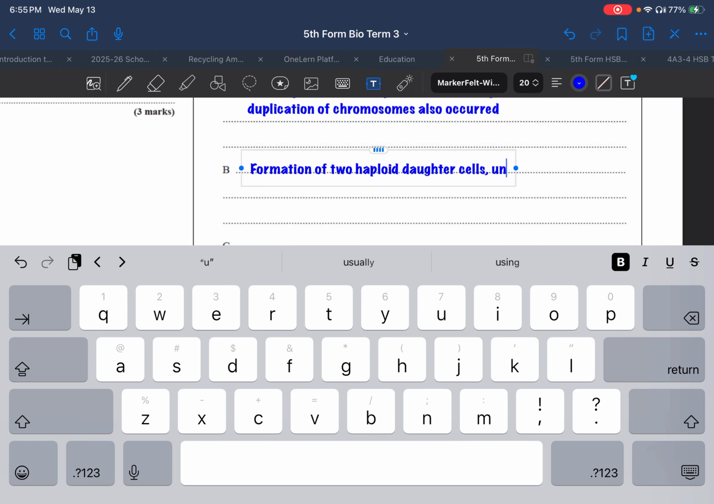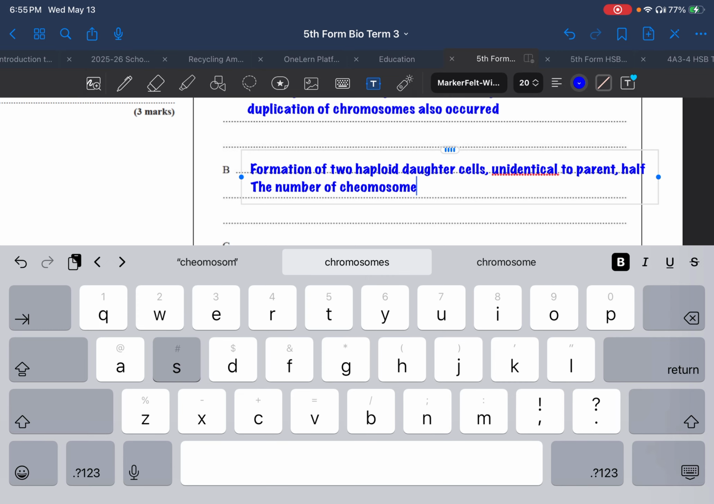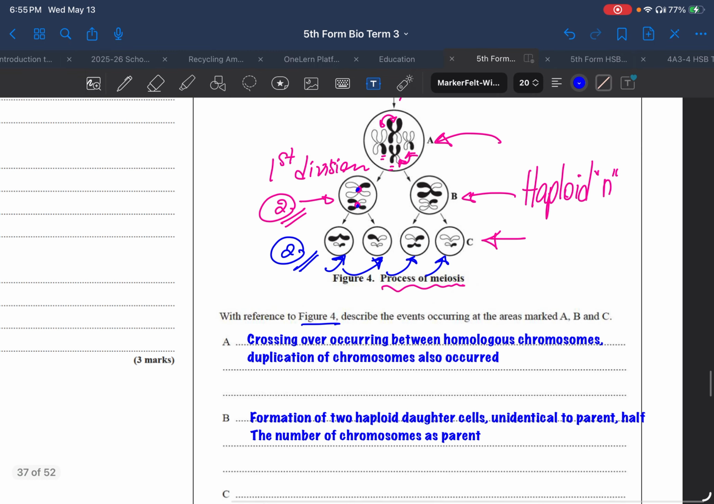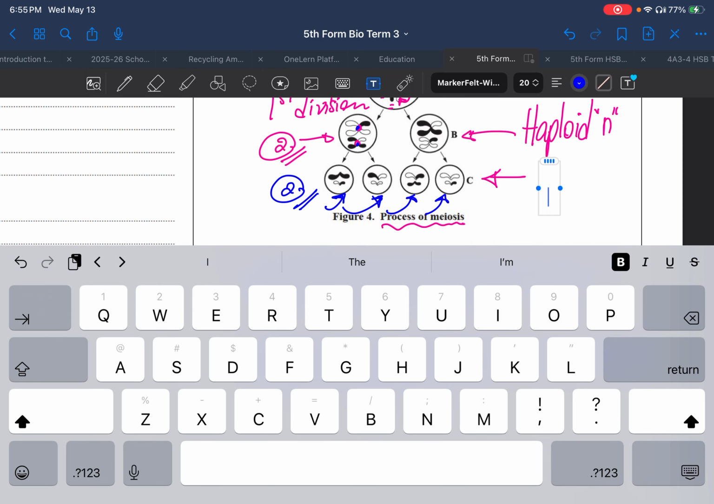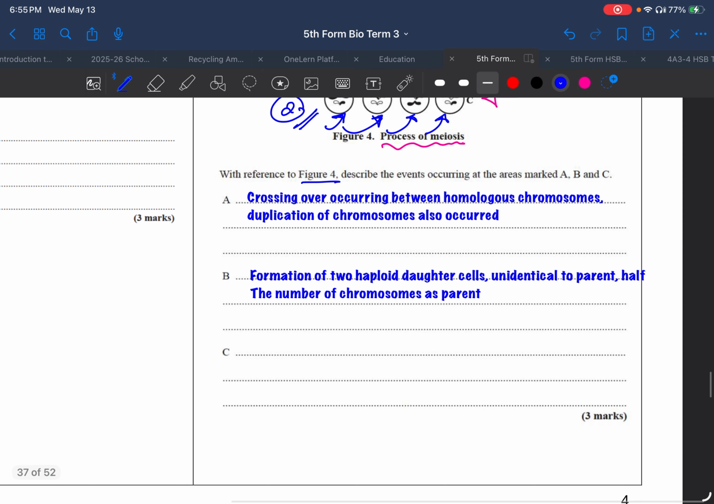They are unidentical to, not identical to the parent. And remember, haploid means half the number of chromosomes as the parent. Then what's happening at C? Now we have 4 haploid cells created at the end.